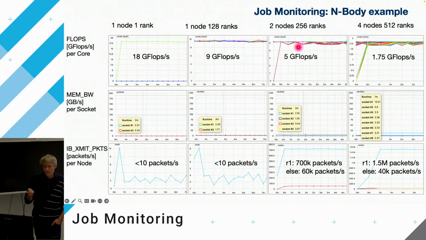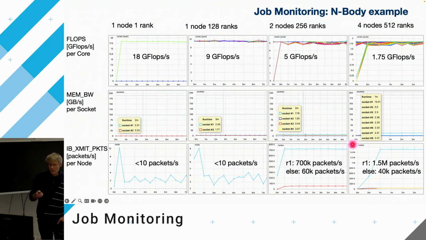Then when we switch to 2 nodes, the performance drops to 5 gigaflops per core, and we now see an increase in network usage because now the 2 nodes have to talk to each other for the simulation. And when we then go to 4 nodes, there's an even higher drop and even more network usage. And we see that especially one of the nodes sends a lot of packets, and all the other nodes send fewer packets. So 1.5 million against 40,000 packets per second.